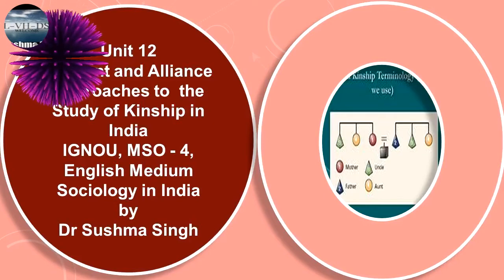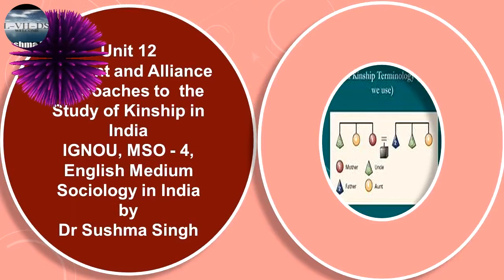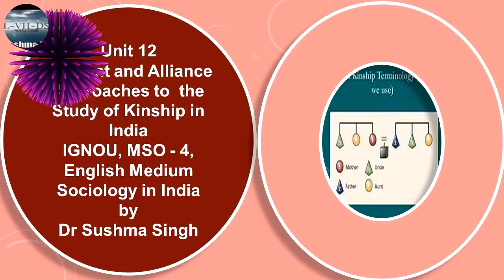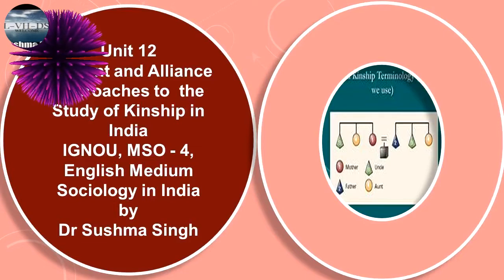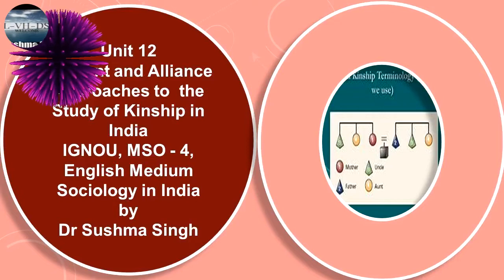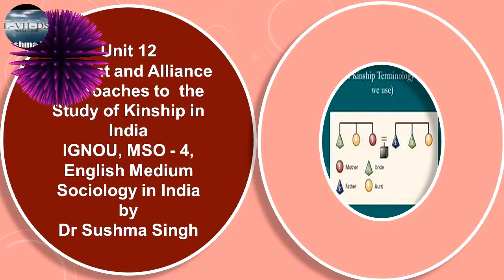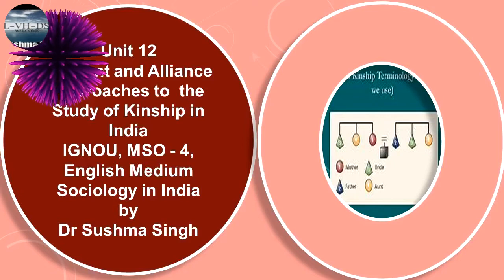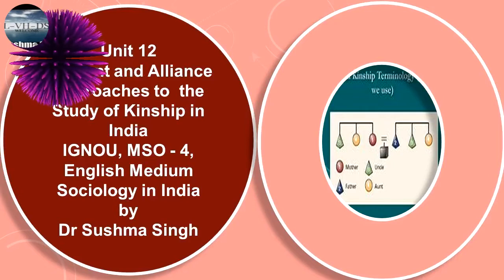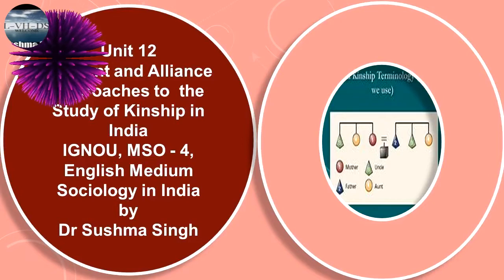Let us now look at the alliance approach, which focuses on relationships arising out of the marriage alliance. Kin relationships entail also patterns and rules of marriage. When you find a sociologist paying special attention to these aspects of kinship, you can say that he or she is following the alliance approach to understand the pattern of kinship.